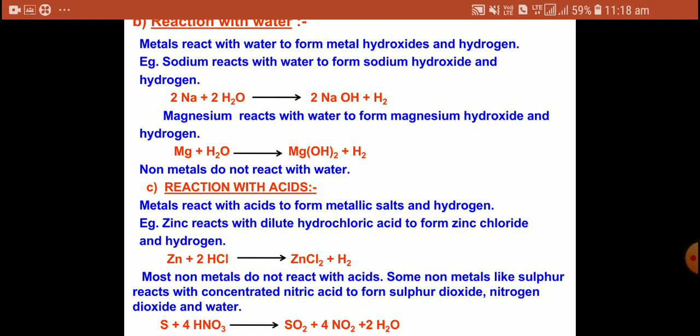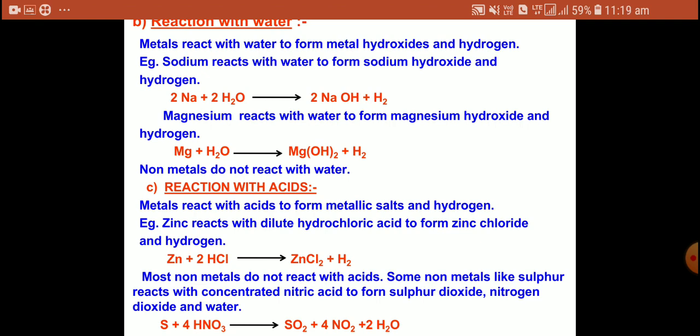The highly reactive, suppose sodium. If sodium reacts with hydrochloric acid, it forms sodium chloride along with the evolution of hydrogen gas. Sodium chloride here is known as a metallic salt. If you take the example of magnesium, magnesium reacts with hydrochloric acid to form magnesium chloride, and hydrogen gas will evolve.